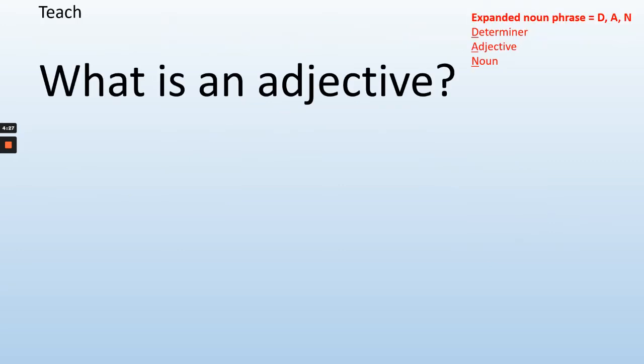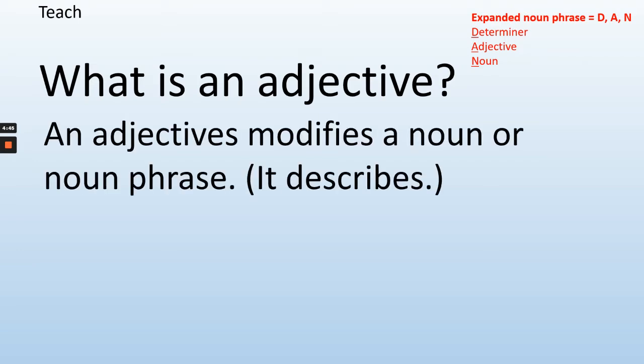What is an adjective? I want you to write down what an adjective is on your piece of paper. Go, 5 seconds. 5, 4, 3, 2, 1. Okay, let's see if you were correct. An adjective modifies a noun or noun phrase. It describes. So an adjective just is a describing word. It describes a noun.